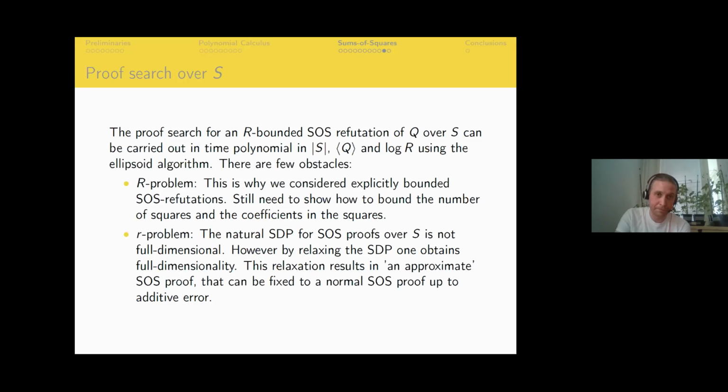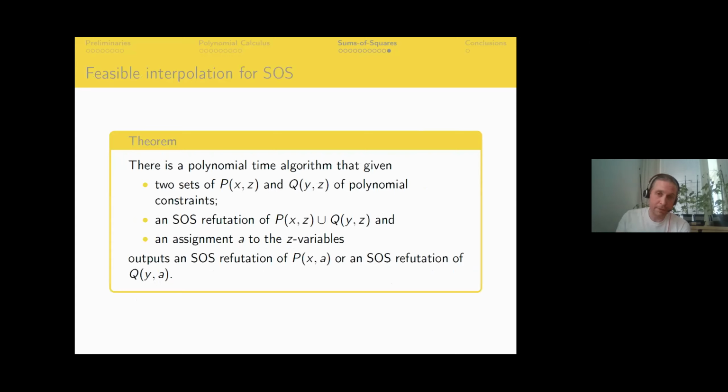Okay. And so again, combining the feasible disjunction property and this proof search, we get the feasible interpolation as stated. Okay.